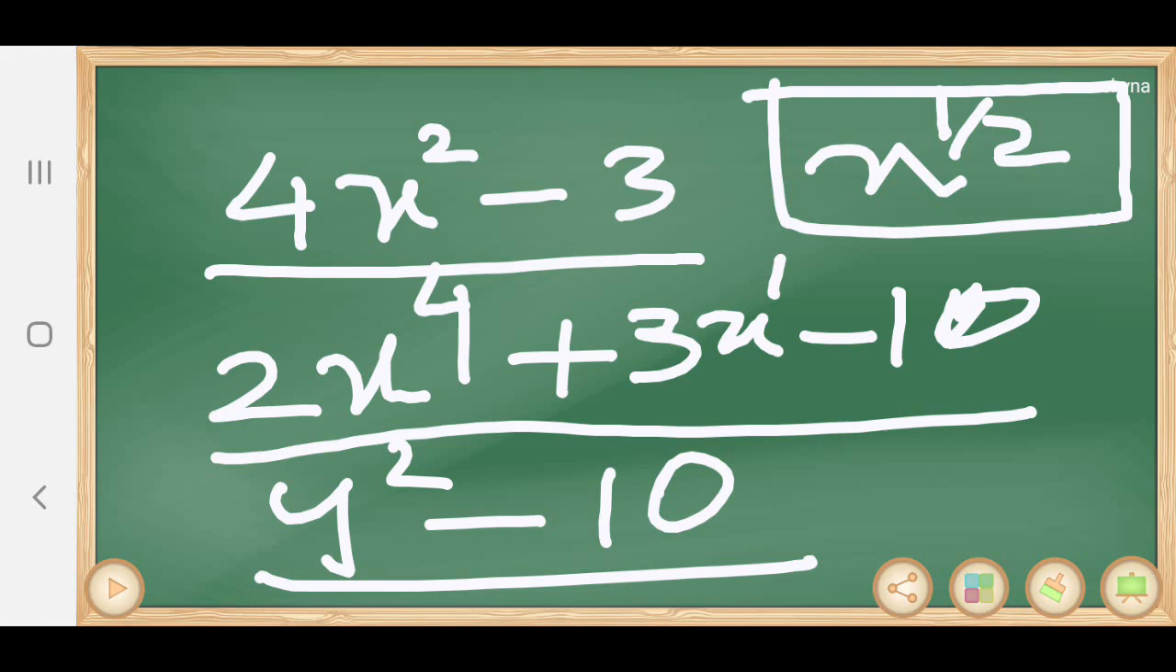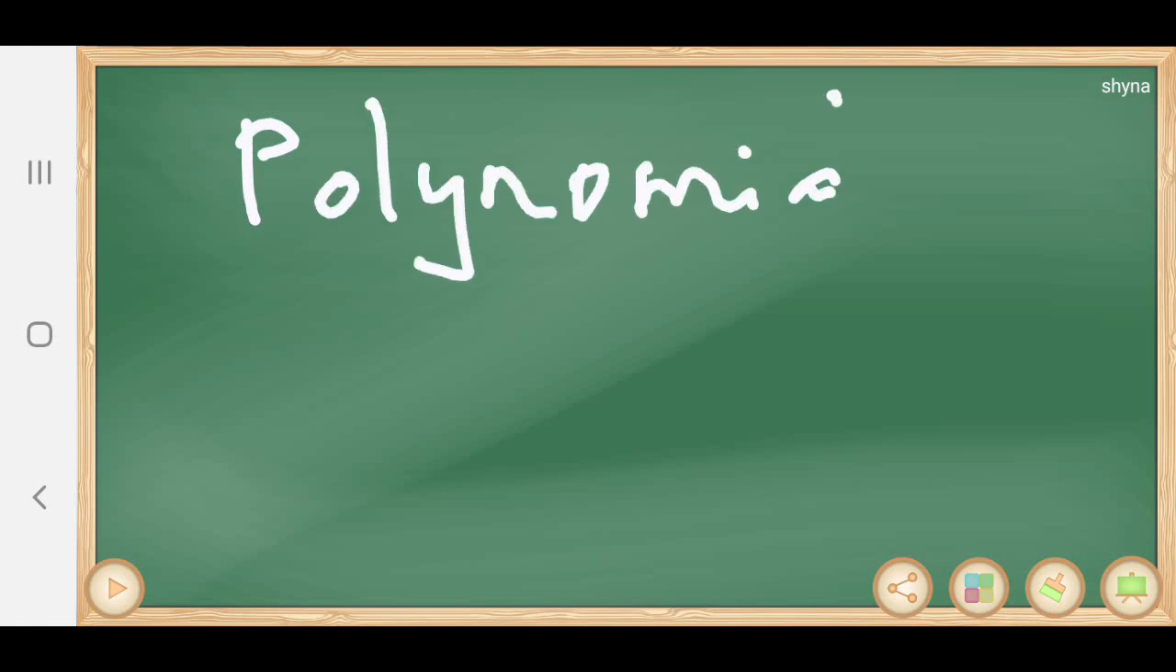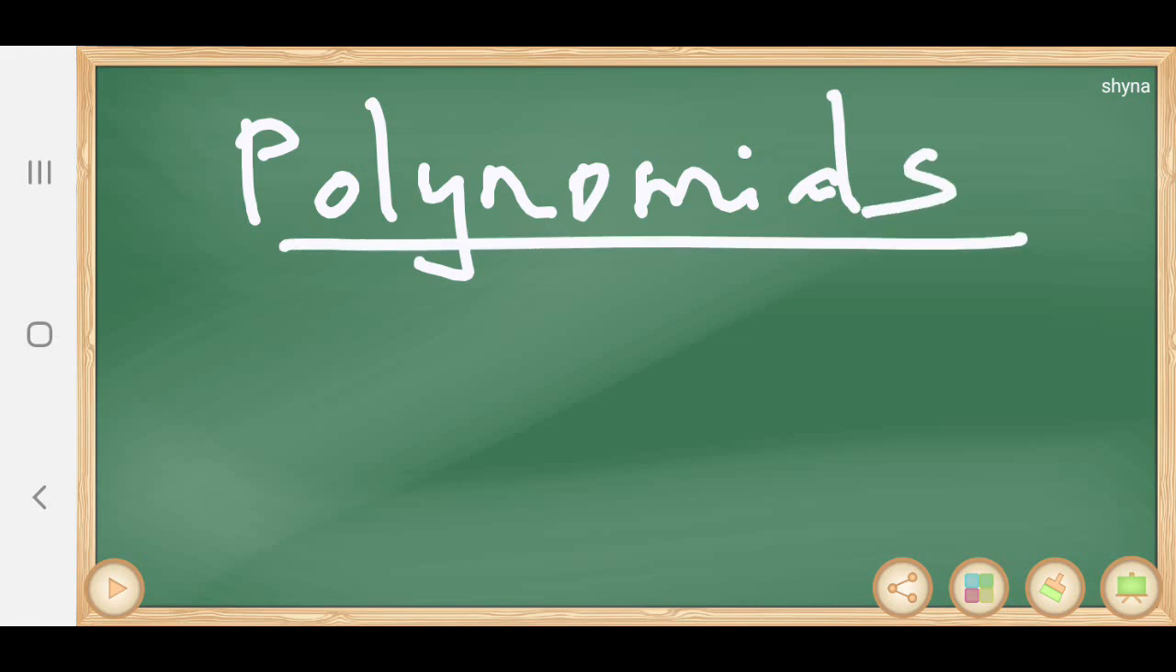But in the last case, x raised to 1 by 2, check it. What is the power of x? It is 1 by 2. Is it a whole number? No. That is why x raised to 1 by 2 is not a polynomial. I think all of you understood the definition. A polynomial is an algebraic expression with whole number as the power of the variable.